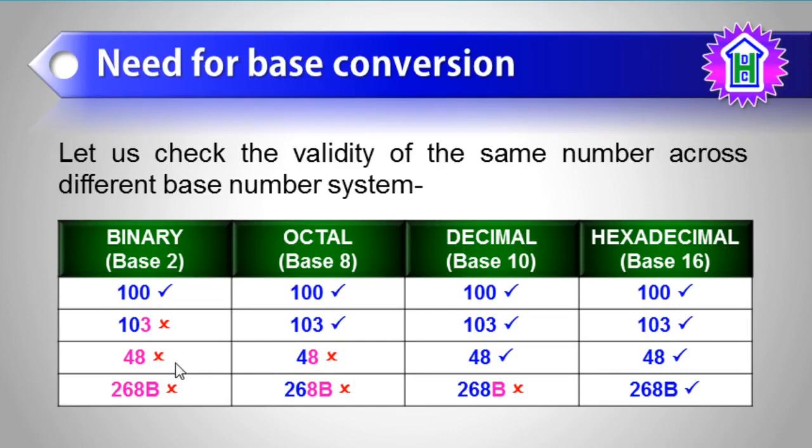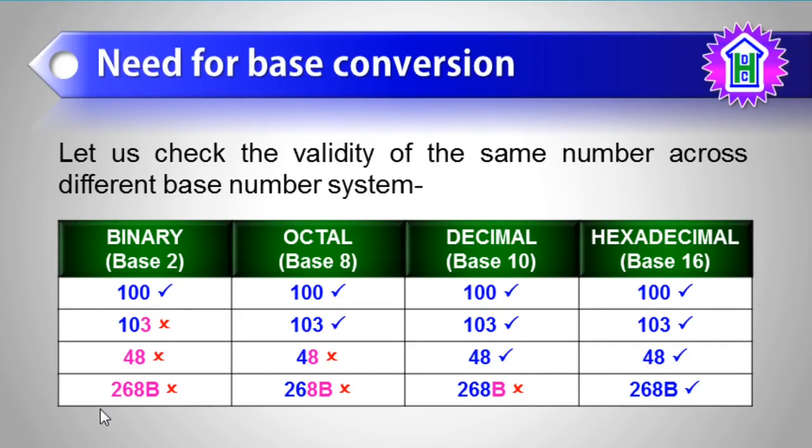If I write 48, it is again not a valid number in binary system. Both the digits 4 and 8 are not available in binary system. Then in case of octal, the digit 4 is available in octal, but the digit 8 is not available in octal system. So it is also not a valid number in octal. But in case of decimal, 4 and 8 are available as digits. In case of hexadecimal also, 4 and 8 are available as digits. So they are valid in these two systems.